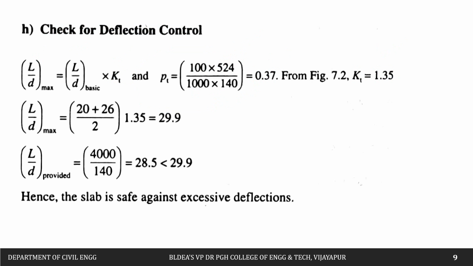So therefore L by D maximum will be equal to 26 multiplied by 1.35, which will be approximately greater than 29.9 itself. So therefore L by D provided, what we have provided is 4 meters by 140, that is we'll be getting 28.5, which will be greater than this value what we had calculated. So therefore what we can see is the slab is safe against excessive deflection.